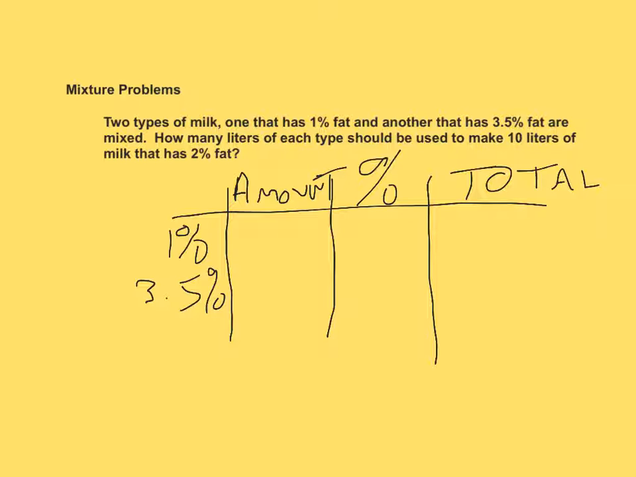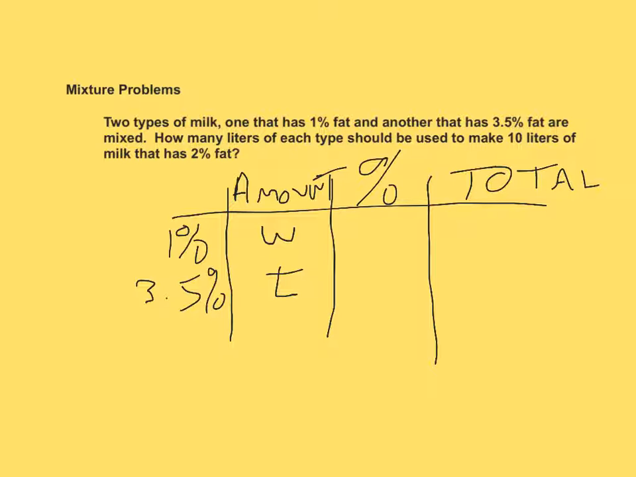So for the amount of 1% milk I could use X, but I'd like to use a variable that will remind me that this represents the 1% milk. And I could use O for 1, but that looks like a 0, so that will confuse me. So I'm going to use W for 1, even though, of course, I'm spelling badly. And for the 3.5% milk, I'm going to use T for 3.5%.